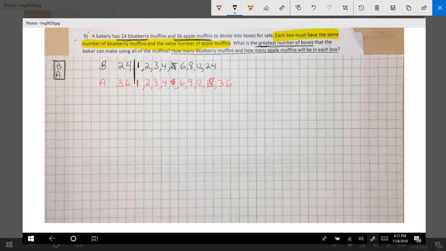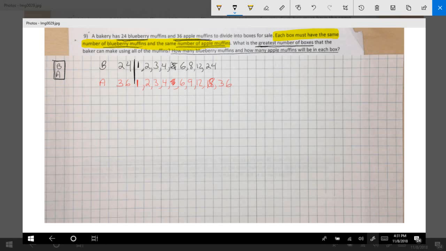We want to make a box that has the same number of blueberry muffins and the same number of apple muffins. This is confusing. A lot of questions are worded like this, but these questions are confusing because of how they are worded. It does not mean 3 blueberry muffins and 3 apple muffins.